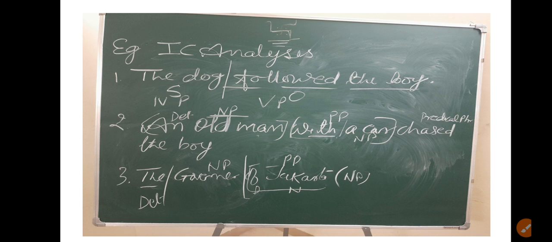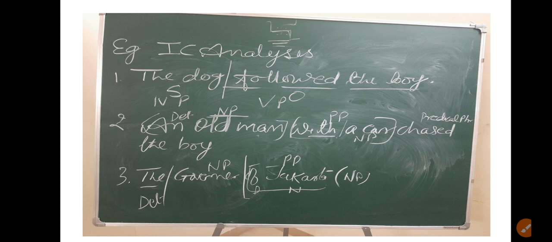Similarly, another example: an old man with a car chased the boy. An old man is the noun phrase, of course. With a car starts with a preposition, so it is a prepositional phrase. Then chased is, of course, a verb, but here it is not a verb phrase. Why? Because chased the boy is a predicate, as it makes complete sense.